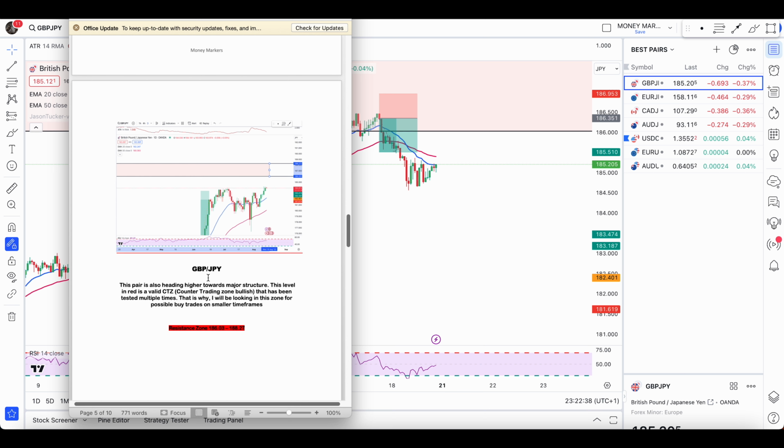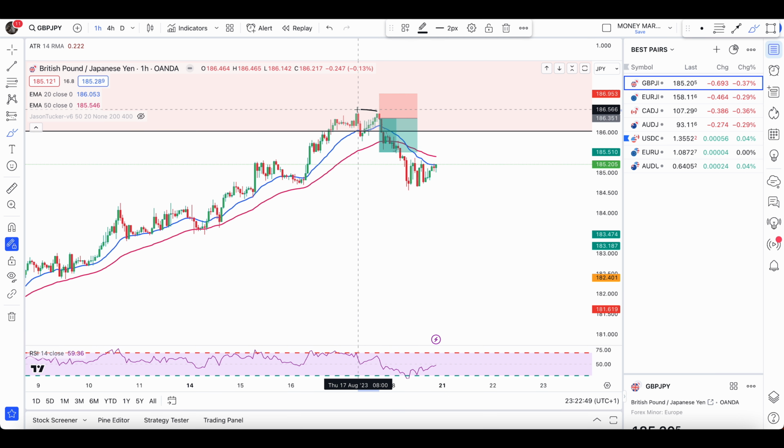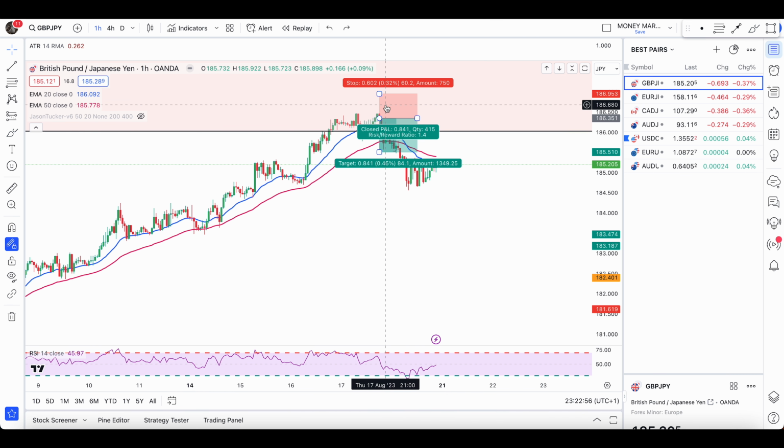Right here, GBP/JPY, as you can see, I've already sent these zones to my members over the last couple of weeks. I've been sending these zones, and right here, what do we have? A nice double top engulfing pattern. Right here, we had on the 1 hour time frame an entry at the close of this candle, and as you can see, the target of 1.421 risk to reward ratio has been hit nicely, and that is how we entered this trade with conditions.